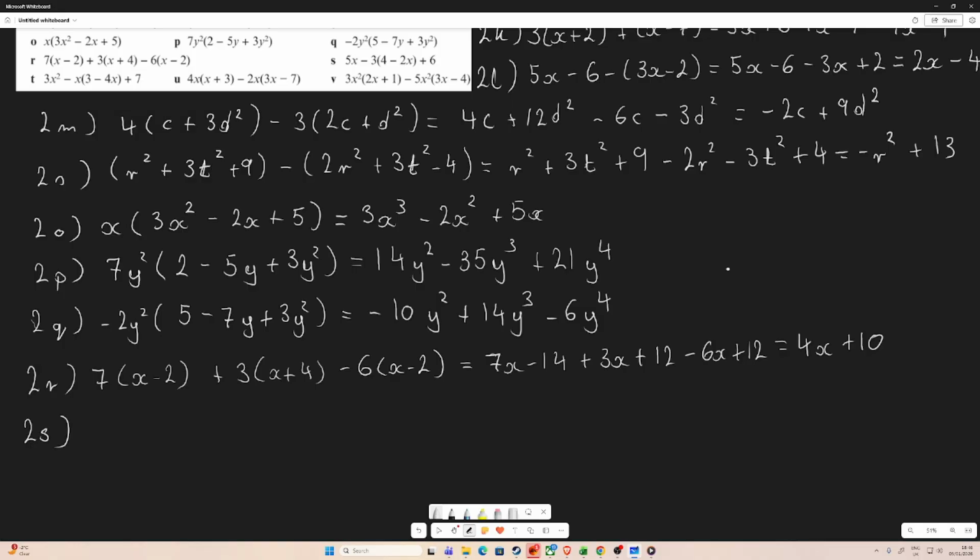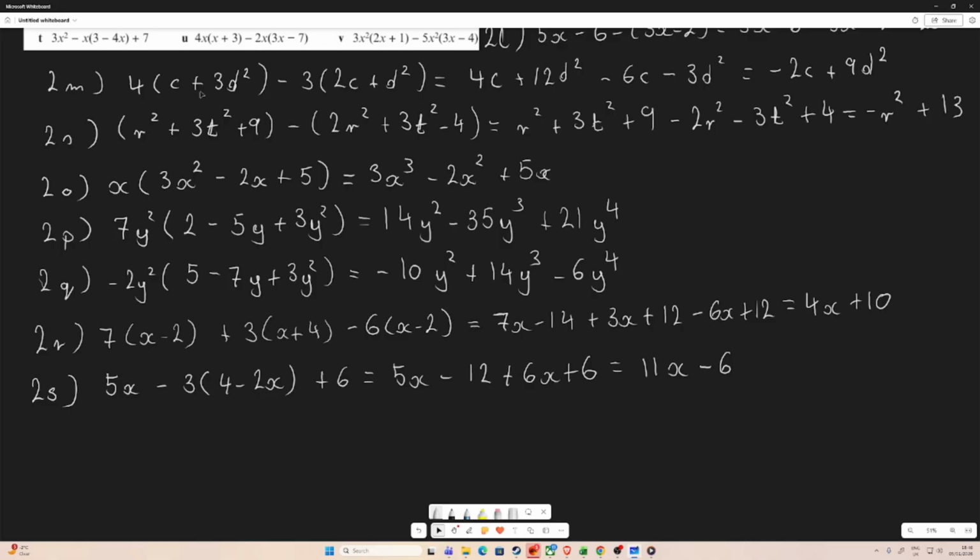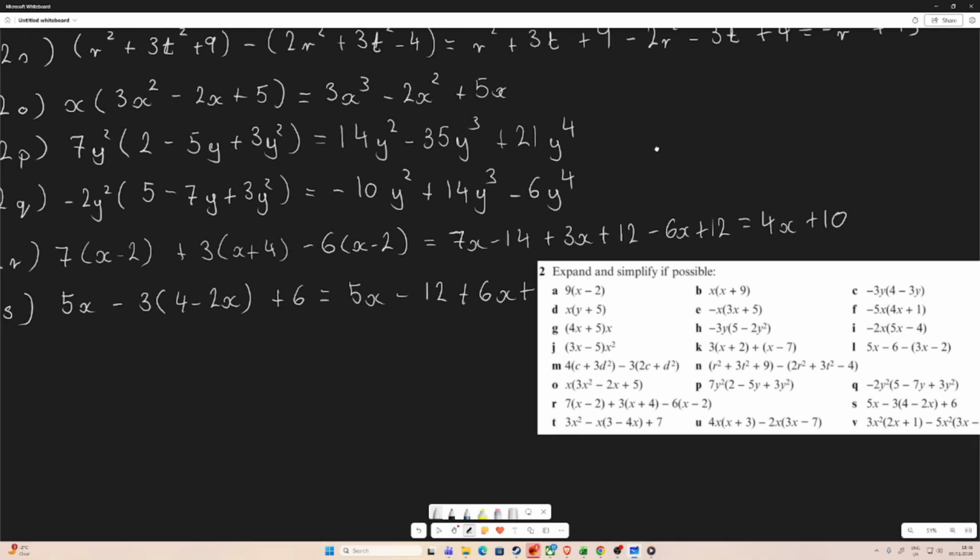And to s, what do we have? We have 5x minus 3 times 4 minus 2x plus 6. Let's just copy the first and last terms and expand the brackets. So it's 5x minus 12 plus 6x plus 6. So what I have, 5x plus 6x is 11x. Minus 12 plus 6 is minus 6.